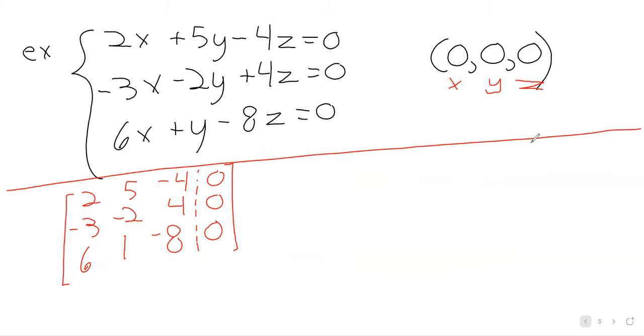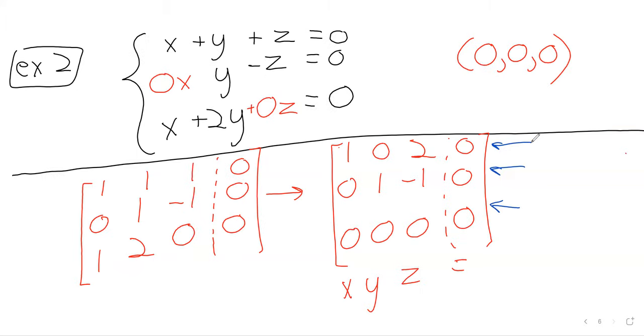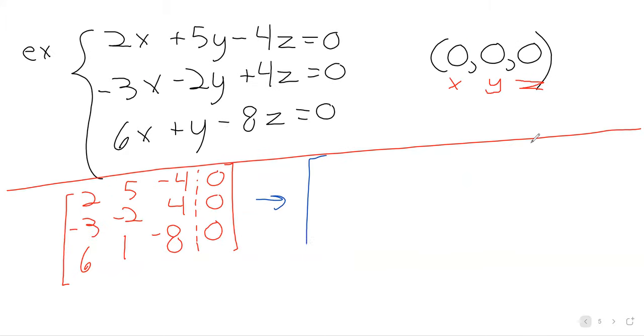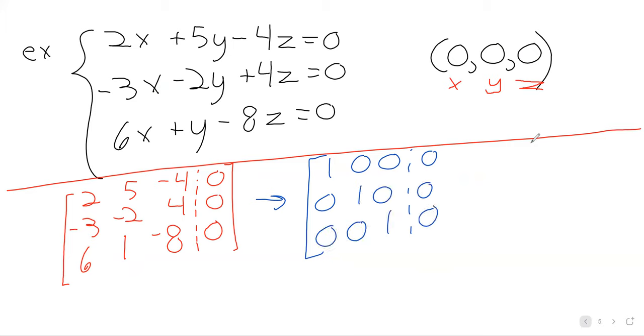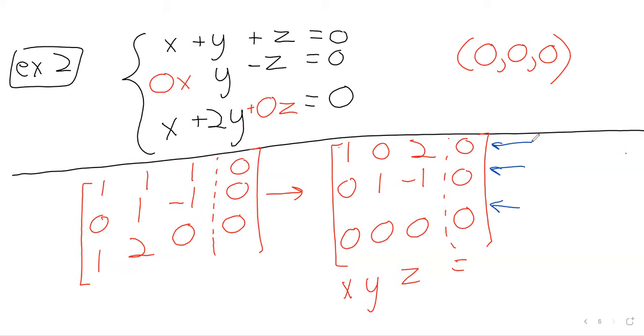And in this example, I apparently didn't write the conclusion down. But in the previous example, the equations were so simple that you don't really need to think of them as equations. X equals 0, Y equals 0, Z equals 0. Here we have some genuine equations. X plus 2Z equals 0. Y minus Z equals 0.